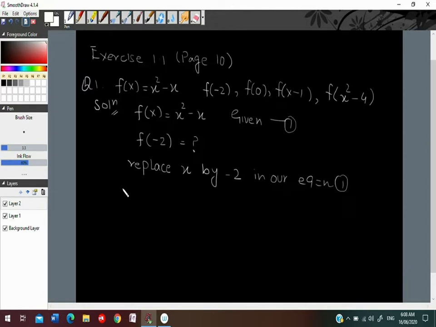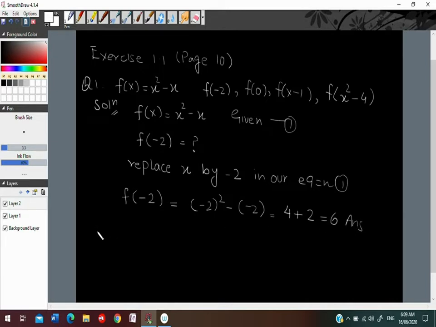So what happened? F of minus 2 equals minus 2 square minus 2. So minus 2 whole square means plus 4, and this minus multiplied with this minus gives you plus 2. So the answer is 6. It's very simple, right?